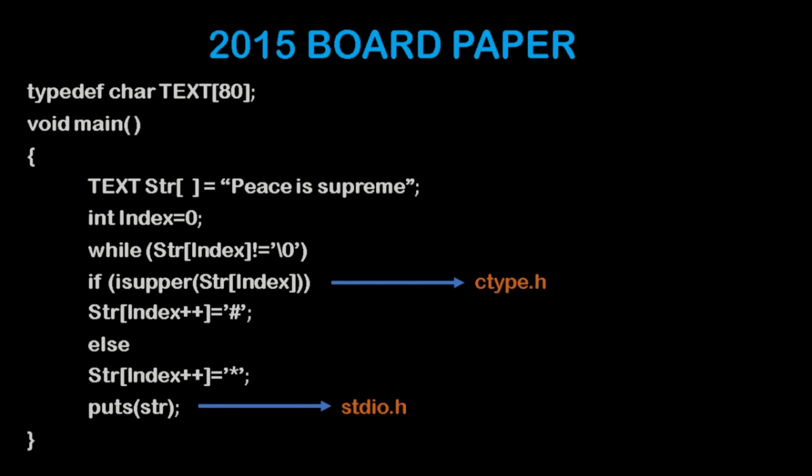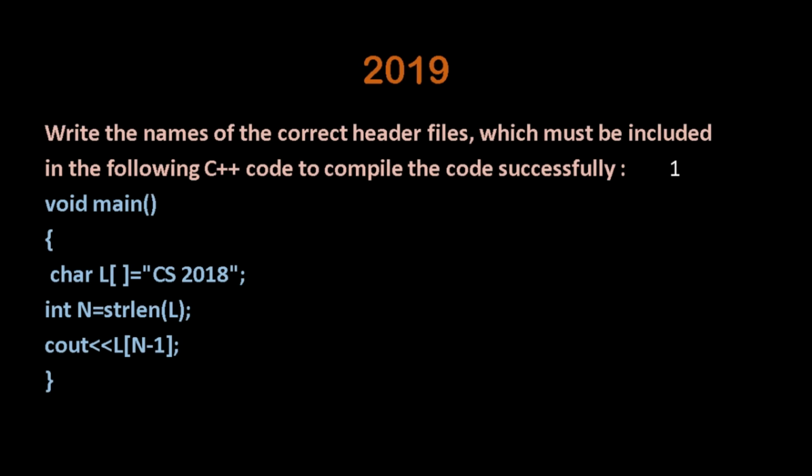Okay, the next question. This is of 2019 paper. Write the names of the correct header files which must be included in the following C++ code to compile the code successfully. This is 1 mark question and the code is void main, char l[] = "cs2018", int n = strlen(l), cout << l[n-1]. So this is the code and the header file needed for this, already we discussed this, strlen is present in string.h, cout is present in iostream.h.